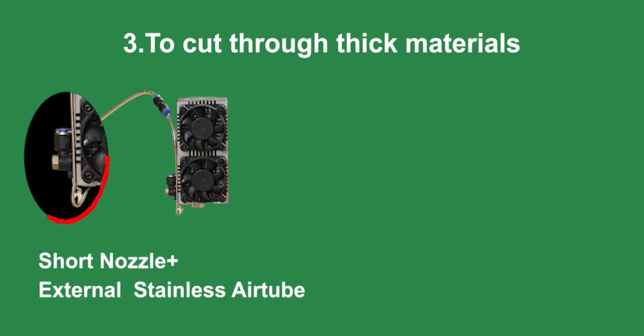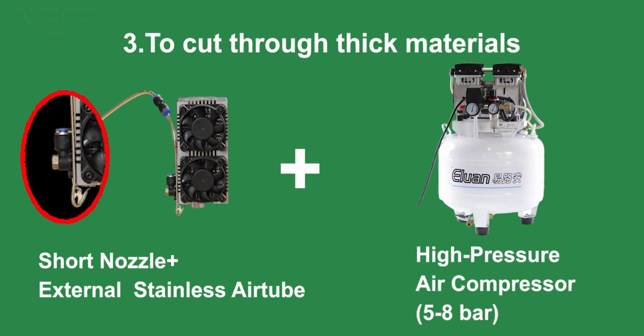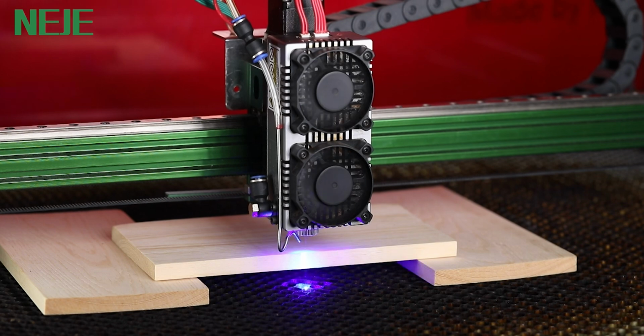There is another way if you want to cut through thick materials. If you do not have the air filter regulator, you can use the short nozzle and external stainless air tube and one more high pressure air compressor.